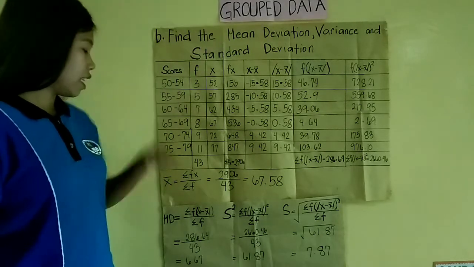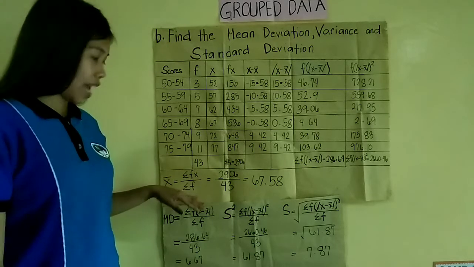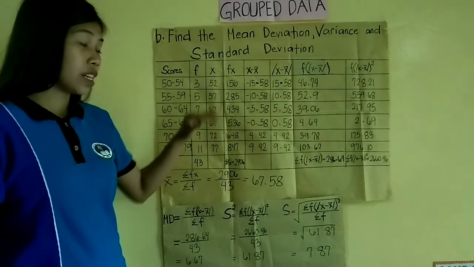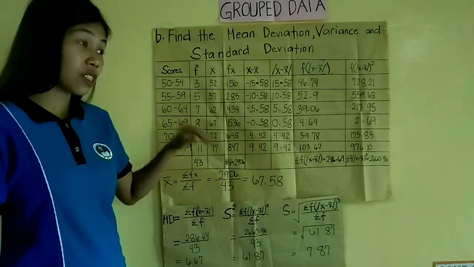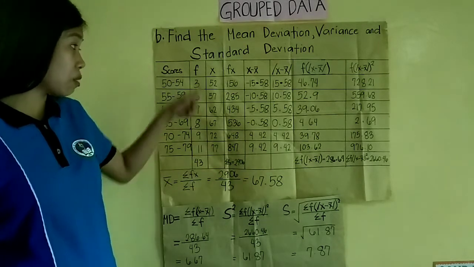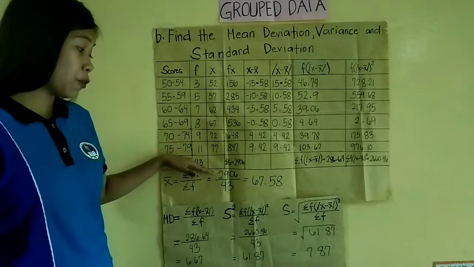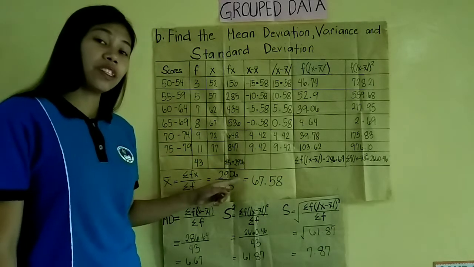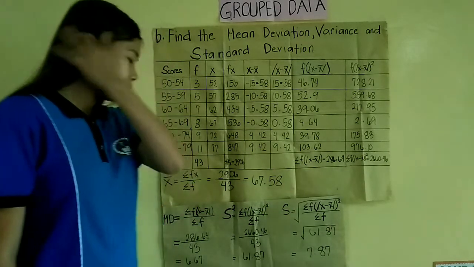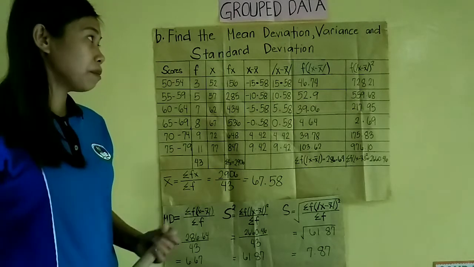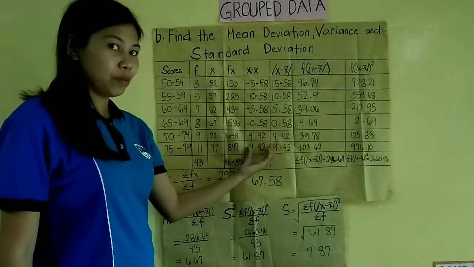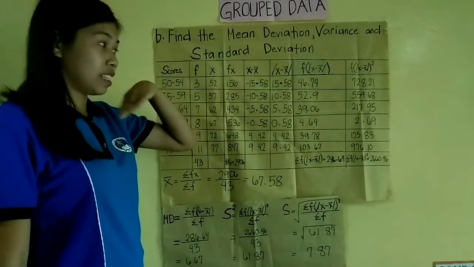Our formula in finding the mean in group data is equals to summation of fx over summation of f. So we now have the value of our summation of fx, which is 2906, over 43, which is the summation of our frequencies. So 2906 divided by 43 is equals 67.58.